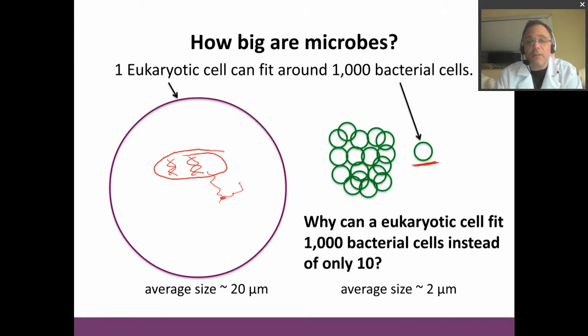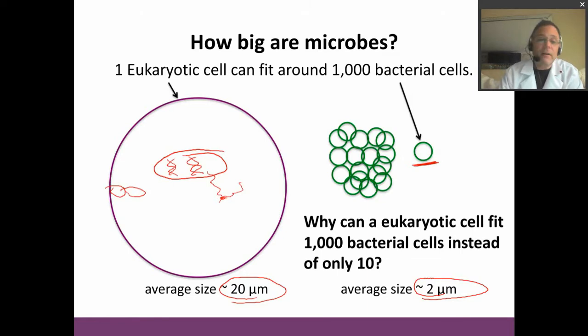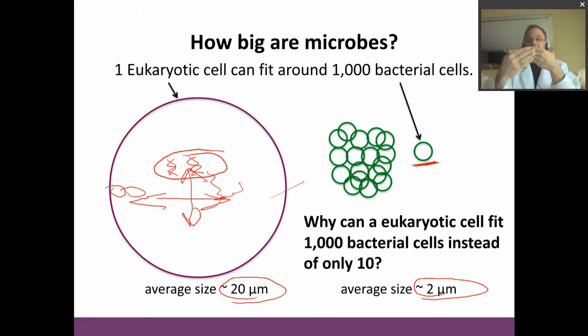Now, here is just one bacterial cell. And these numbers down here are significant because it's showing that from side to side, we could fit 20 bacteria in this cell. So why can't a eukaryotic cell fit 1,000 bacterial cells instead of only 10? Well, we don't just have left to right. We also have up and down to consider. And we also have depth. We have to consider how deep it is. So we can fit a large number of these bacterial cells inside these eukaryotic cells.